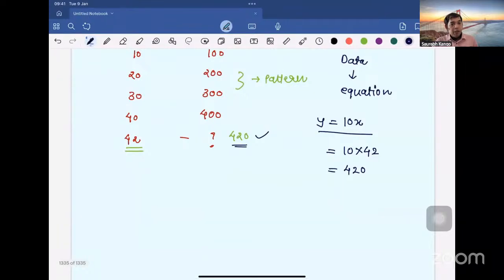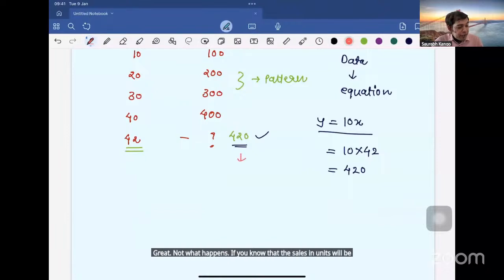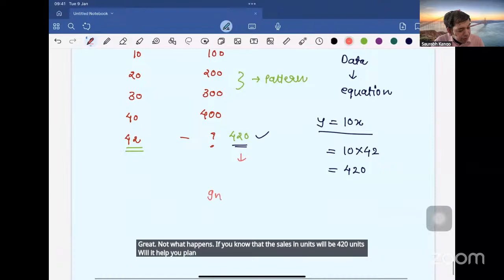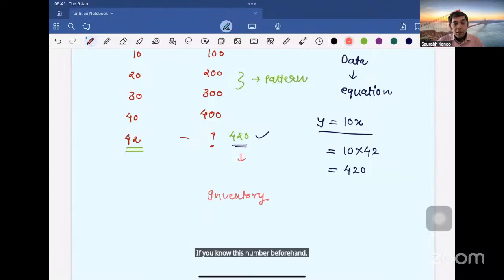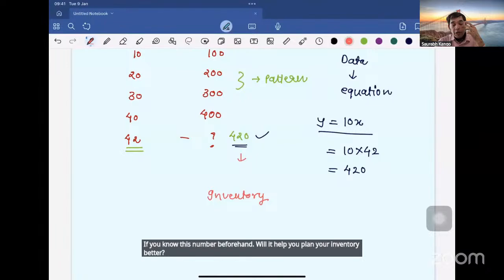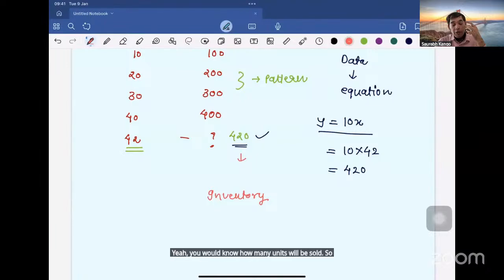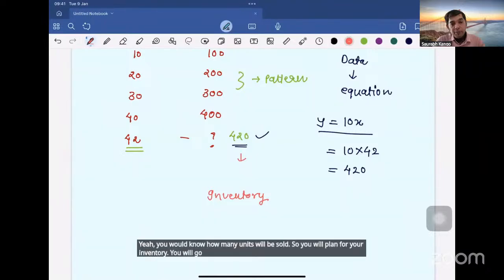Great. Now what happens? If you know that the sales in units will be 420, will it help you plan your inventory better? If you know this number beforehand, will it help you plan your inventory better? Yeah, you would know how many units will be sold. So you'll plan for your inventory. You will go and purchase that many units. So will it help you make better decisions when it comes to inventory processes?